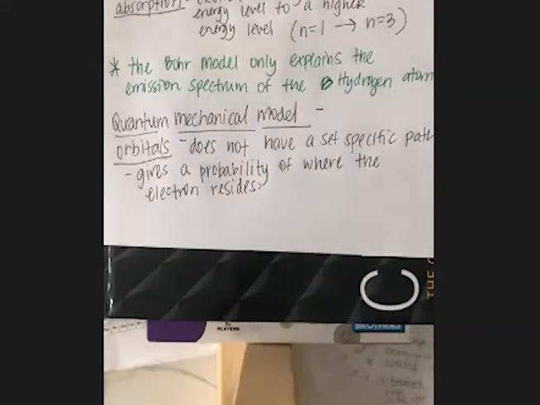All right, so if we have these orbitals that give the probability of where the electron resides, we can describe these orbitals using what is known as quantum numbers.